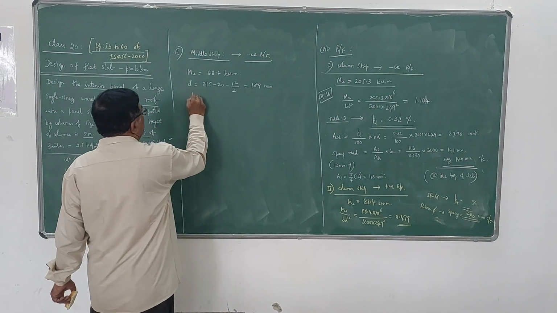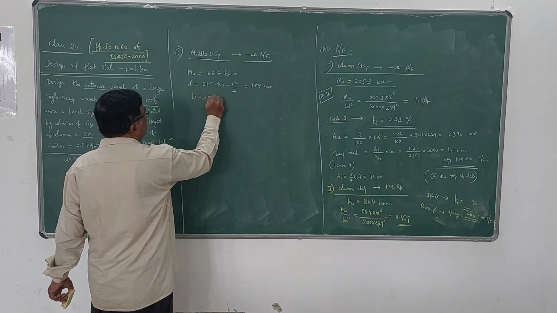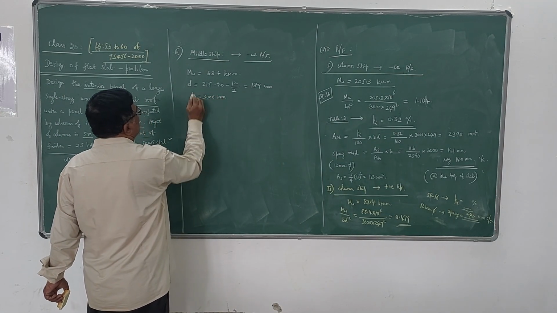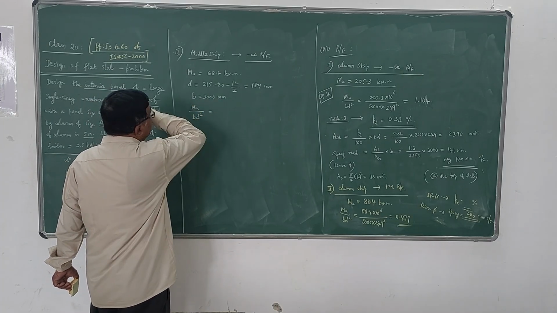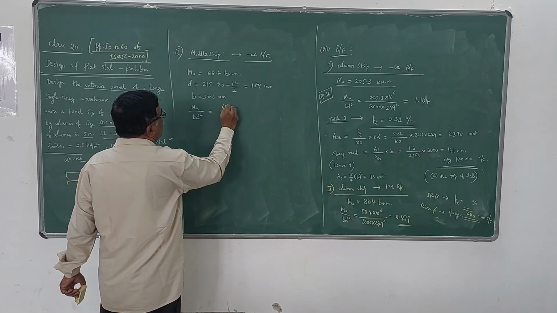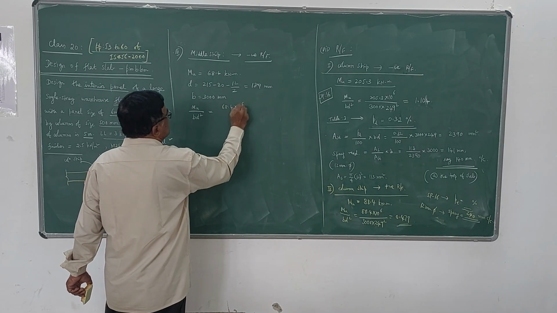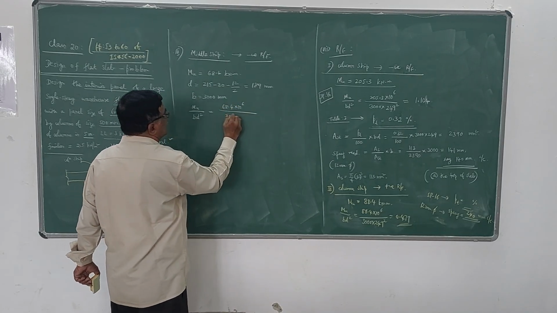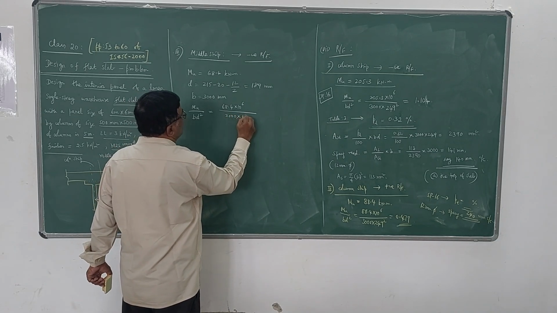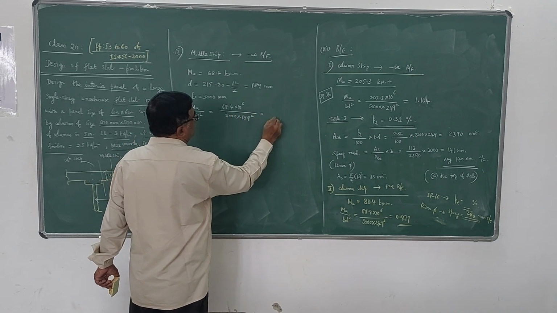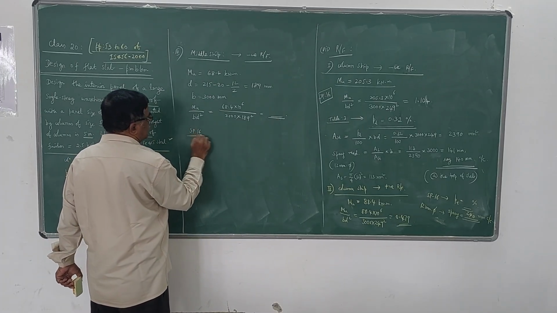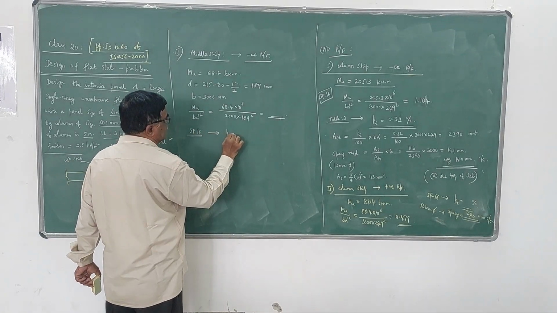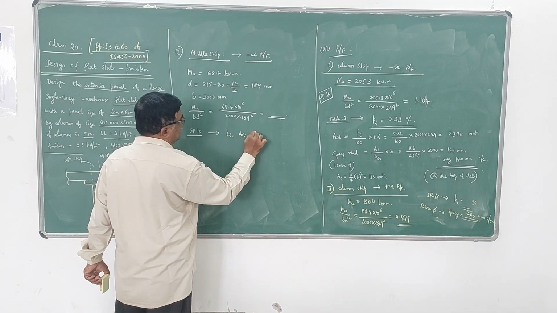So B of course is same, 3000 mm. So Mu by BD square will be 68.4 into 10 power 6 divided by 3000 into 189 square. This is the value. Then once again from SP16 you get the value of PT, then AST, then spacing.